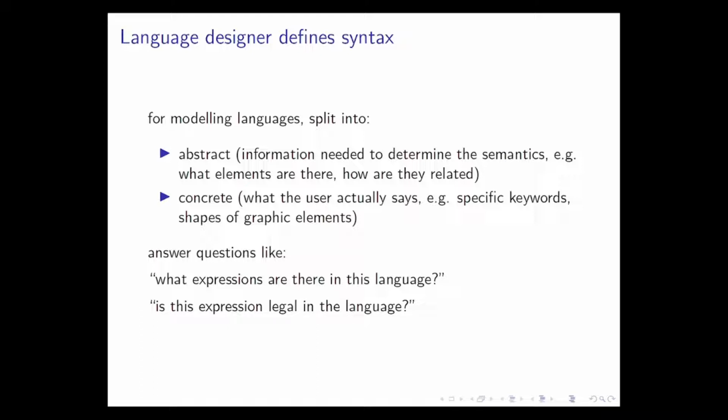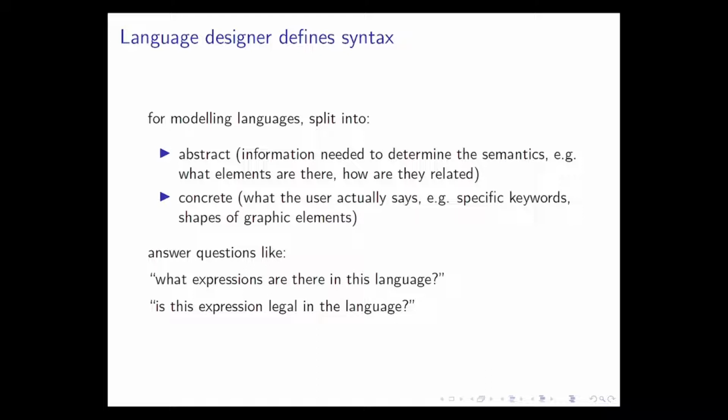And for modelling languages at least, we can split syntax into two different concepts. We can talk about abstract syntax, and that, if you like, is the information that's needed in order to determine the semantics. It's the stuff you need to know about a model in order to know what that model means. So it covers things like what elements are there and how are they related.